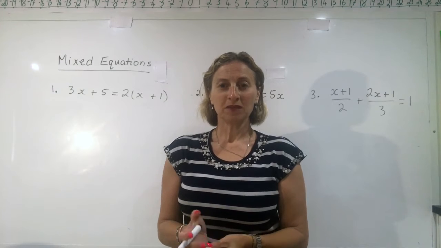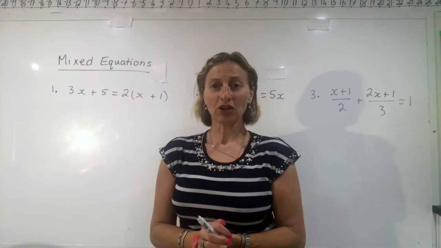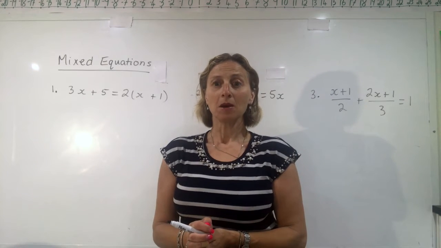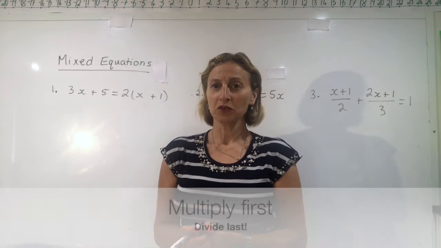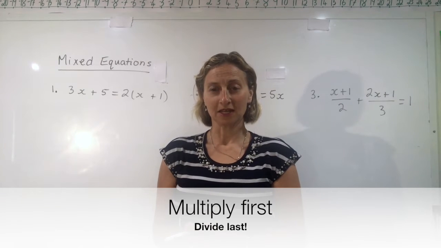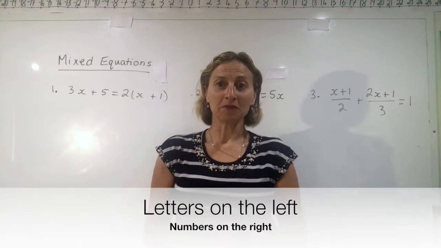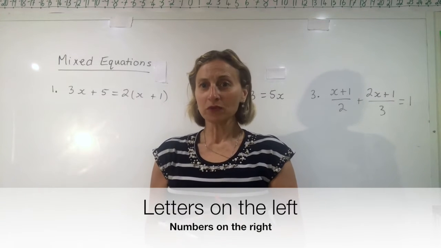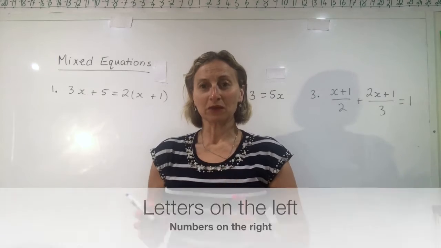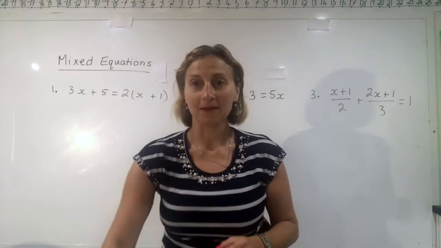Today I'd like to do some mixed equation questions. Try not to forget our rules, where we multiply to get rid of a fraction first and divide last to get rid of the number in front of the x. We want letters on the left, numbers on the right. They're our basic rules that we follow, and then we do everything else mathematically correct along the way.